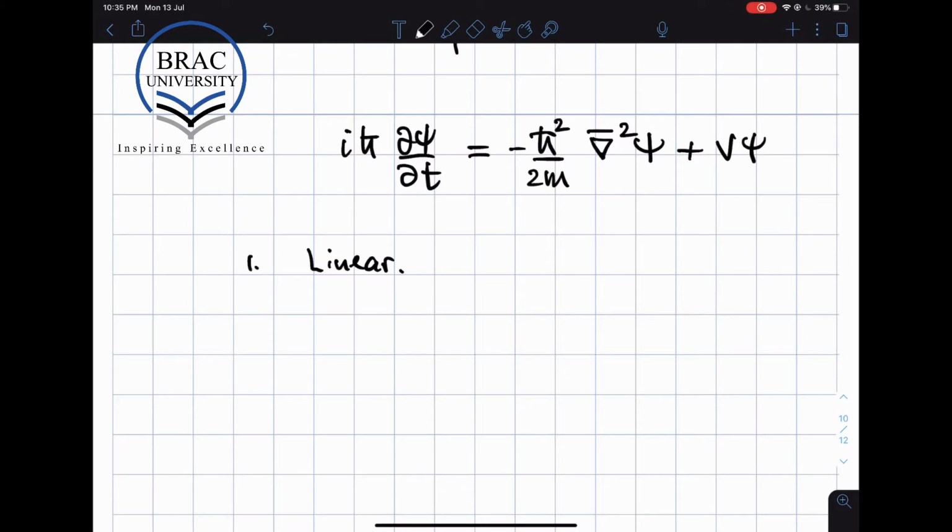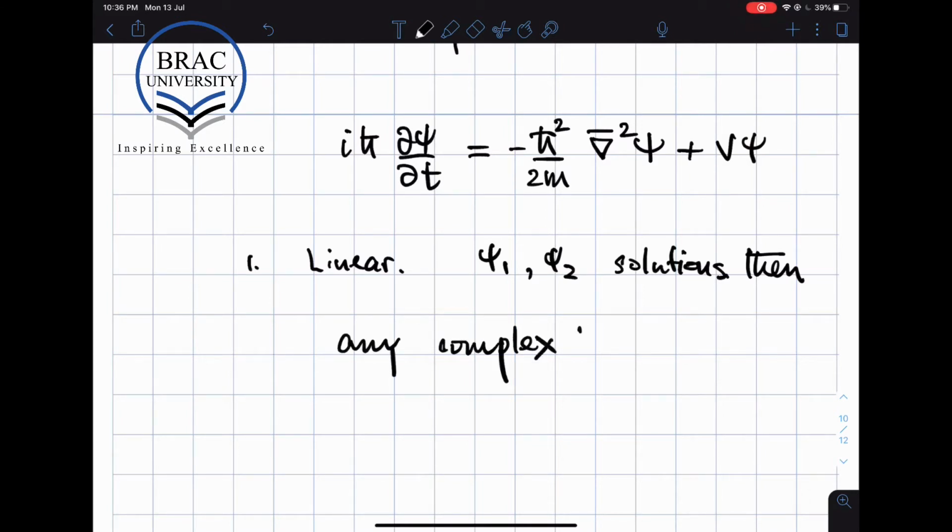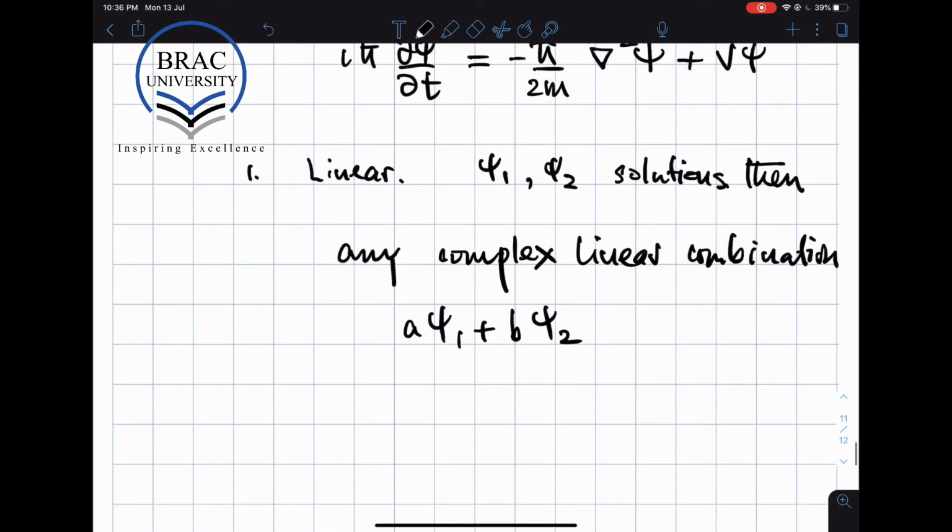Which means that if ψ1 and ψ2 are both solutions, then any complex linear combination, say a ψ1 plus b ψ2, is also a solution. So why complex?